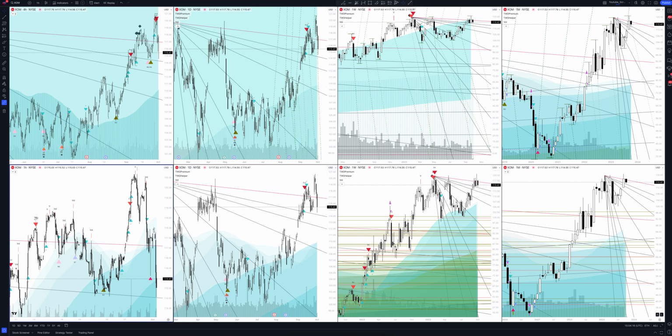Today we will take a look at Exxon Mobil Corporation stock. Let's analyze the market situation and find out how you can make money on it. Let's start.